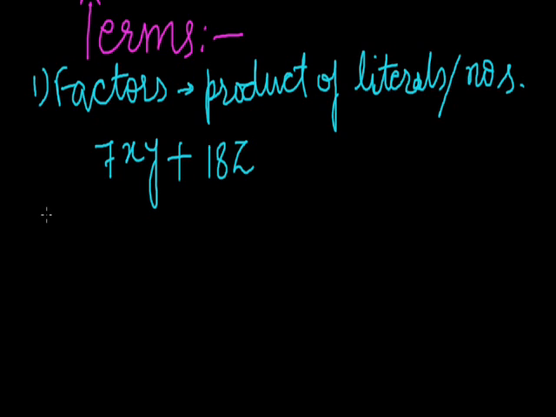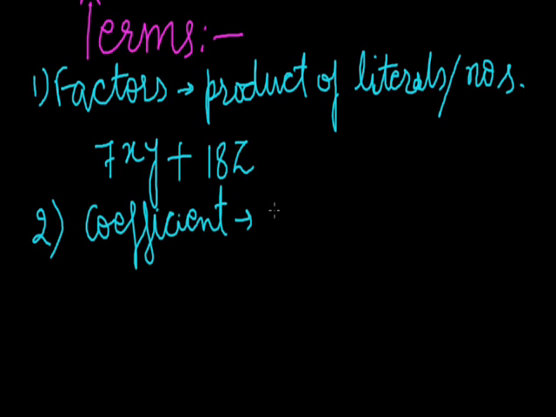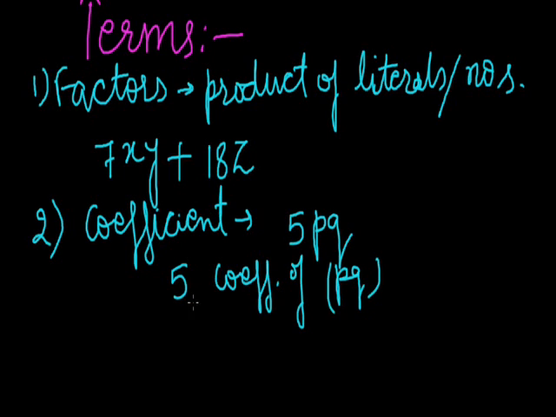These are known as the factors. And the second term is coefficient. Every factor is the coefficient of the remaining factors. For example, 5pq. In this, 5 is the coefficient of pq, or we can say p is the coefficient of 5q, or q is the coefficient of 5p. That is the coefficient. It may be a number or a literal.